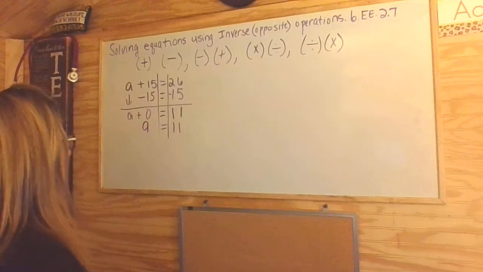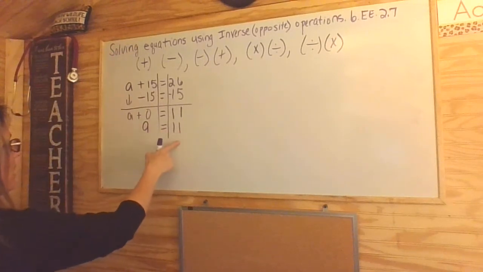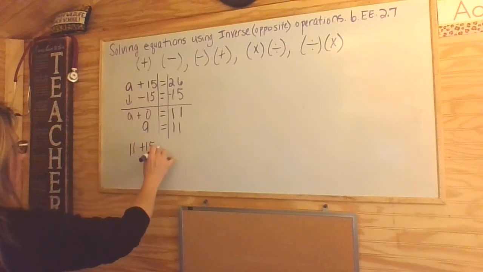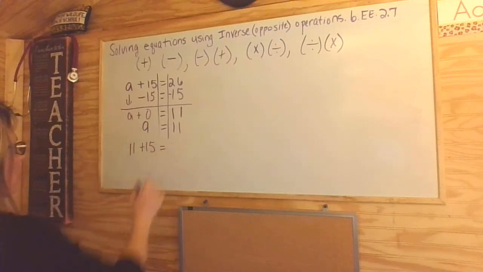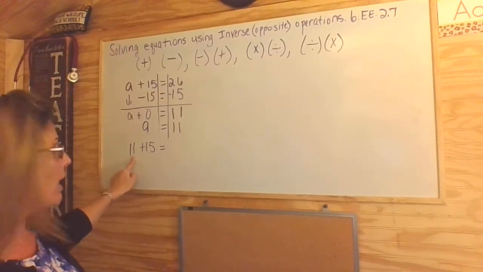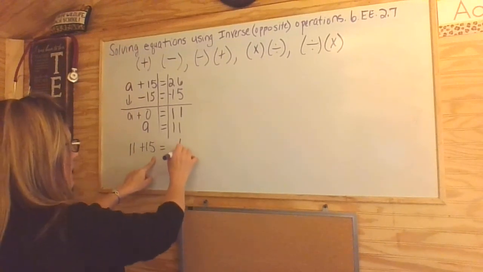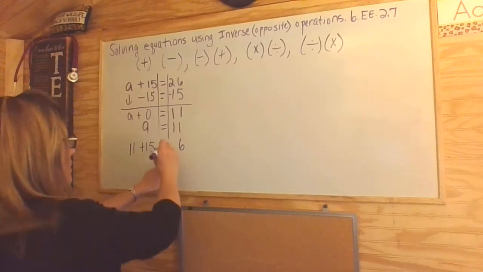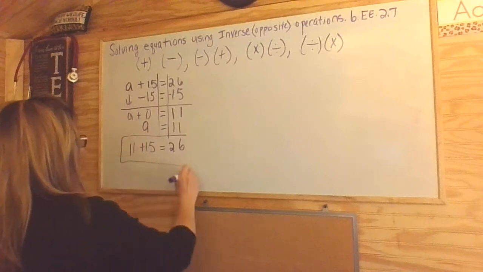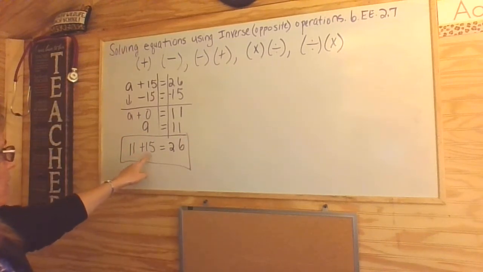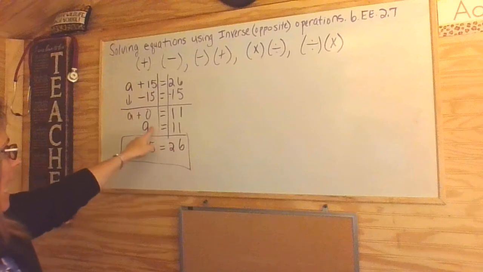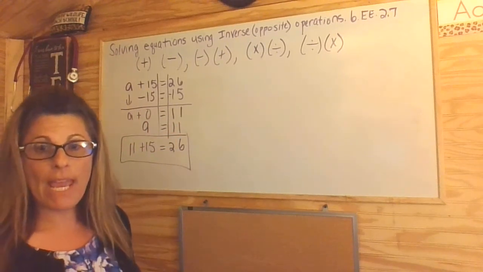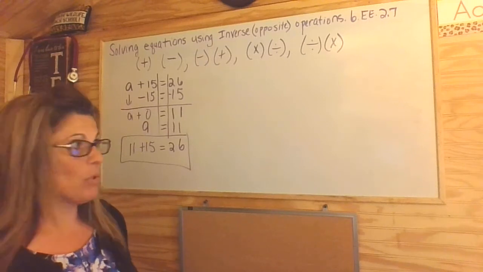To check my work, I can plug in the value of a, which is 11, plus 15, and make sure that it equals 26. So I have 1 one plus 5 ones is 6 ones. I have 1 ten plus 1 ten is 2 tens. So I am correct. 11 plus 15 equals 26. A equals 11. I've solved my variable and I have equal expressions on both sides.